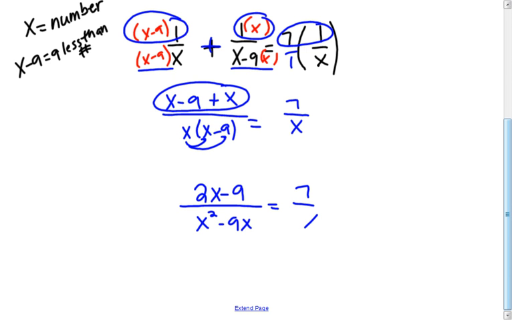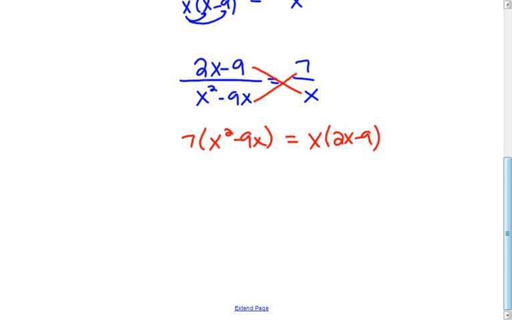equals 7 over x. At this point, I will cross multiply. So I will take this times this, and I have 7 times x squared minus 9x, and then x times 2x minus 9. Okay, so on the left, 7x squared minus 63x, and on the right, 2x squared minus 9x.